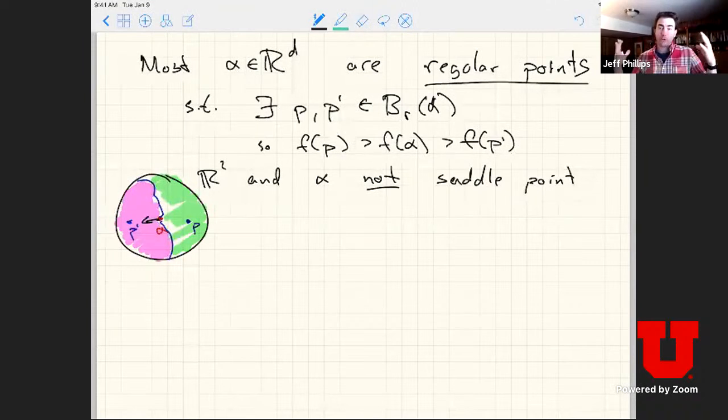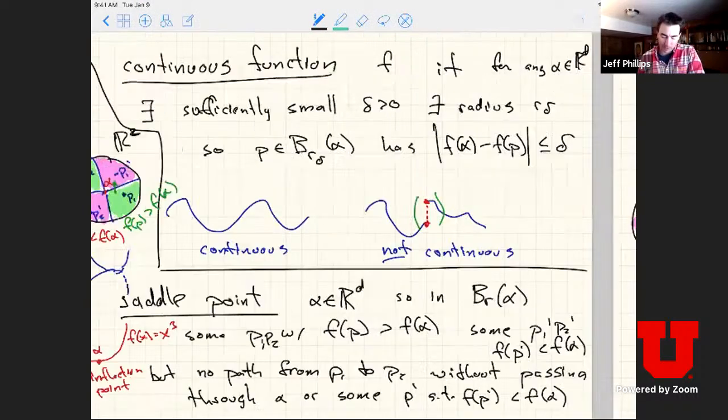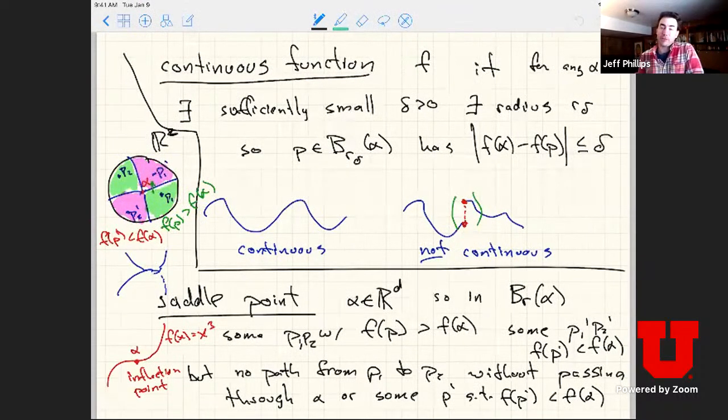Most points on a continuous function, which is the kind we're going to work with, almost all of them are going to be these regular points, where there are some points higher and some points lower. And so the inflection point in this case, as I defined it, is going to be a regular point. There is a right direction to move.